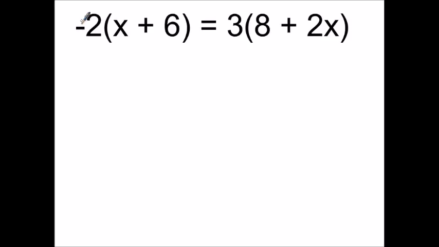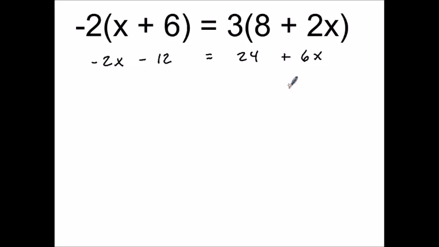So I'm first going to distribute the negative 2 with the x plus 6. So first, negative 2 times x gives me a negative 2x. Then negative 2 times a positive 6 gives me a negative 12. On to the other side, distributing the 3 to the 8 gives me a 24. And then the 3 times the positive 2x gives me a positive 6x.